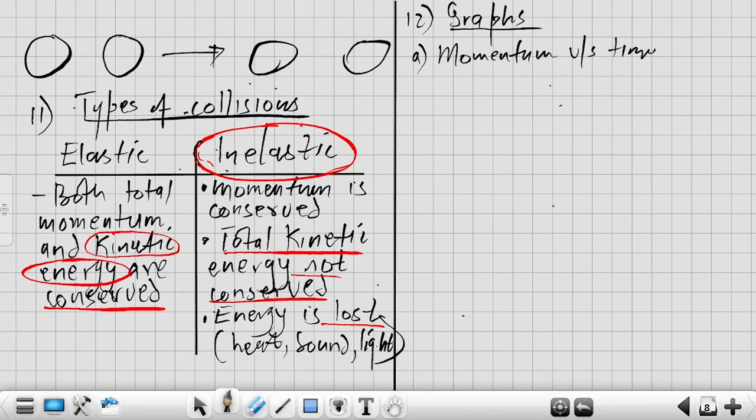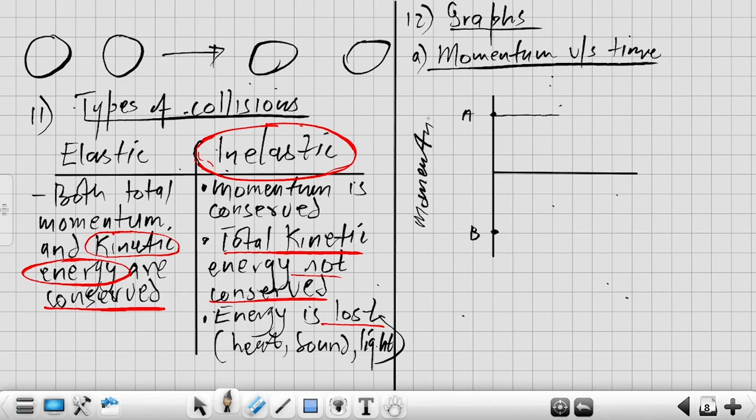With this one of momentum versus time, if it's for a collision, then we should be able to say we have our object A with a certain amount of momentum. We have our object B with a certain amount of momentum. So this side we have momentum versus time. So this here will basically be our initial momentum. This is P initial for A, and this is P initial for B.